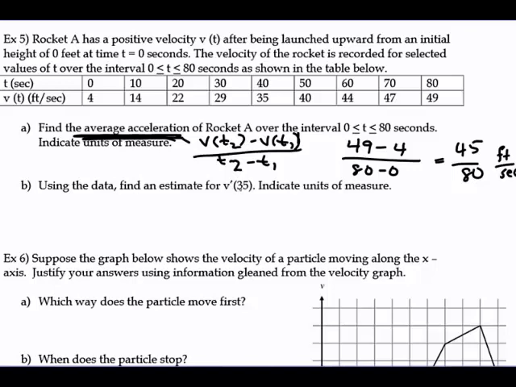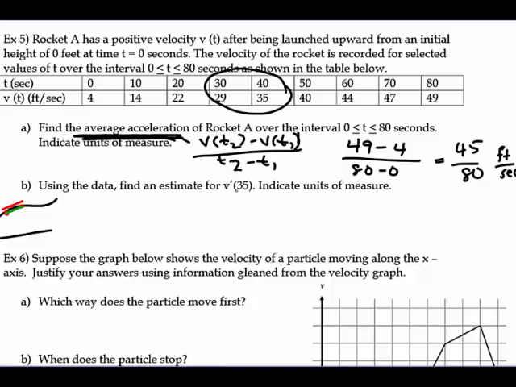Using the data, find an estimate for v prime of 35. All right, so v prime of 35 would be like the derivative of v at around 35. The derivative of v is like the slope of v. So if I want to find v prime of 35, I can find the slope between 30 and 40, because that's going to be a decent estimate for the slope at 35. And a good example of that is, let's say our velocity curve looks something like that. If my velocity at 30 here is there, and my velocity at 40 is there, the slope at 35 would be something that looks like this. The slope between 30 and 40 is pretty close to that, right? They look relatively parallel, and that's going to happen a lot.